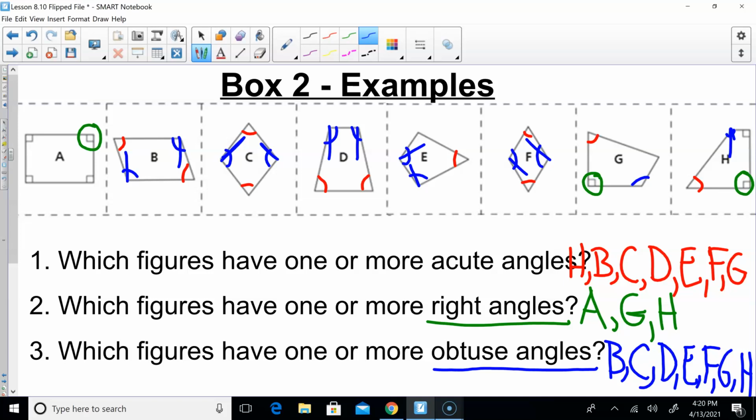B, C, D, E, F, G, H. Interesting that they'll have one or more acute, also have one or more obtuse angles. Kind of that connection between acute and obtuse angles. So you can draw those shapes down to kind of help you out, and then how they have different categories.